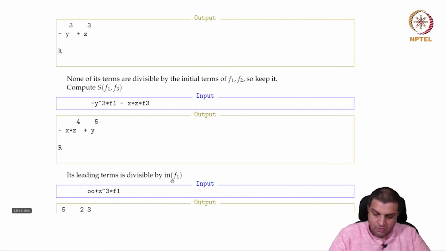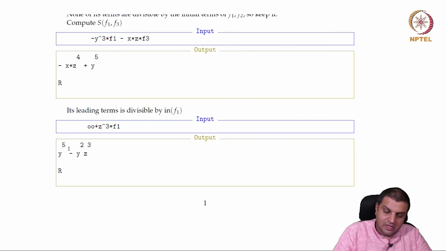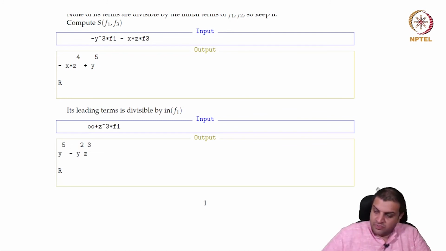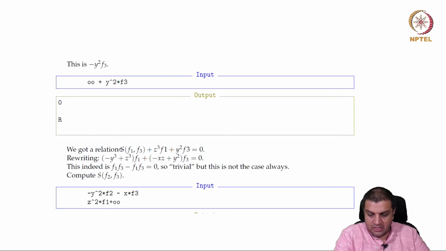So what we did was we had to multiply by z cubed, so plus z cubed times f1. The plus was to cancel this minus sign. So we got y to the 5 minus y squared z cubed, which is actually minus y squared f3. And we just check plus y squared f3 is 0. So this is indeed true. So what is the conclusion that we got? Sorry, I forgot the subscripts here. It should be F subscript 1 and F subscript 3. S F1 F3 plus z cubed F1 plus y squared F3 equals 0.